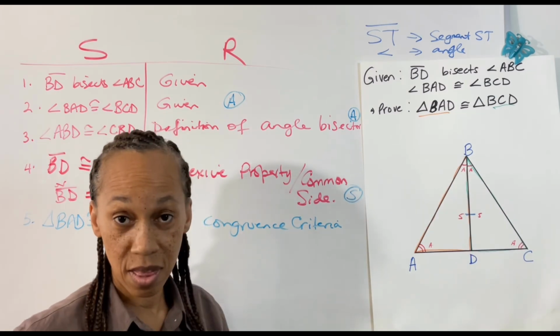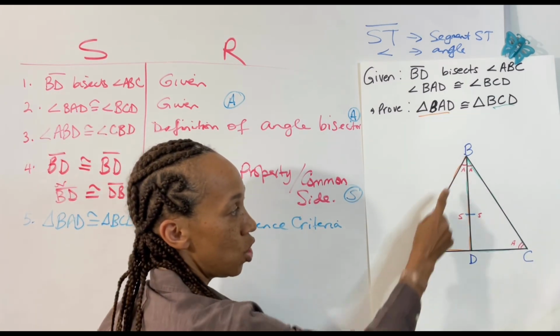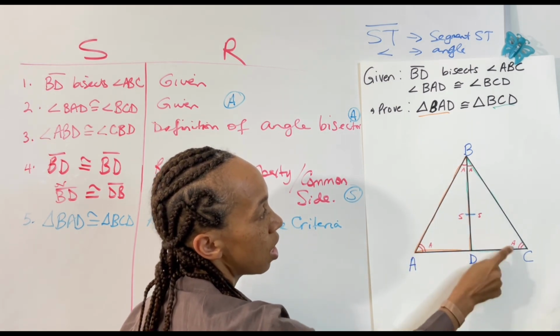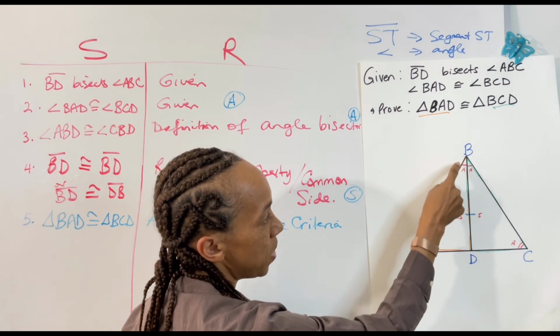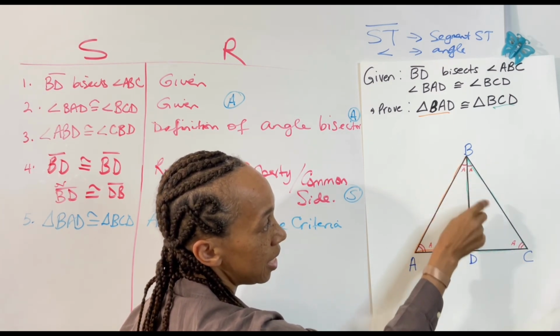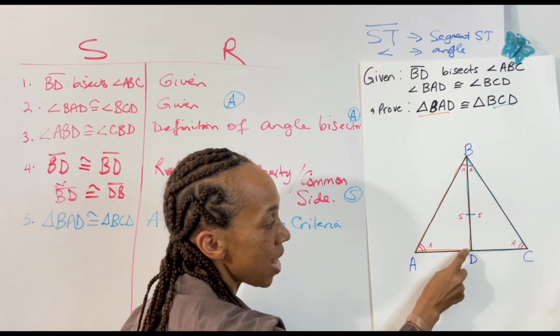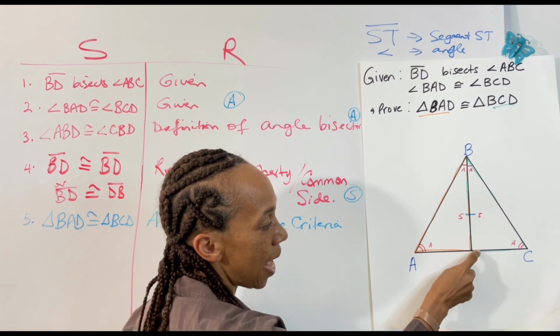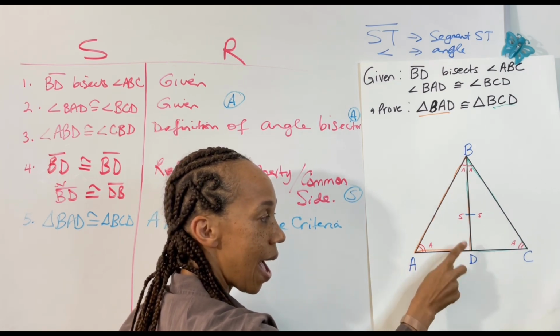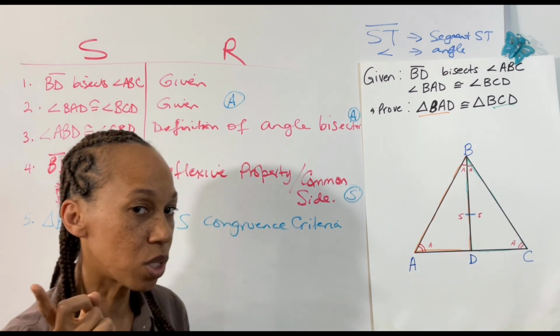So looking at this picture, you will notice that if these two angles in triangle BAD are congruent to the other two angles in triangle BCD, then evidently the third angle would be congruent to this angle, but we are not going to assume that this will be a right angle. Do not make that assumption.